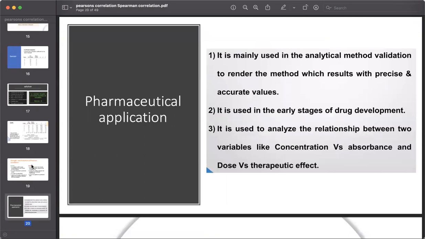Pharmaceutical applications of Pearson correlation. Number one, it is mainly used in analytical method validation to render the method precise and accurate. Number two, it is used in the early stage of drug development. Number three, it is used to analyze the relationship between two variables like concentration versus absorption and dose versus therapeutic effects.